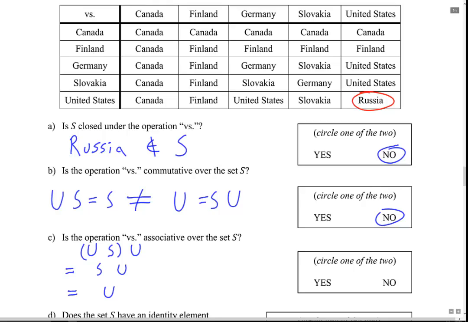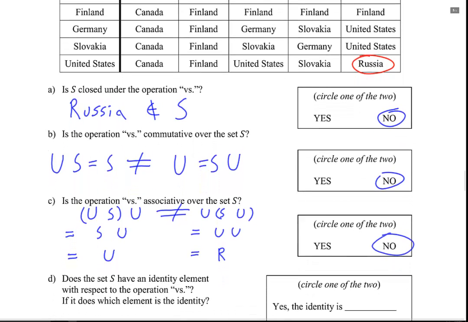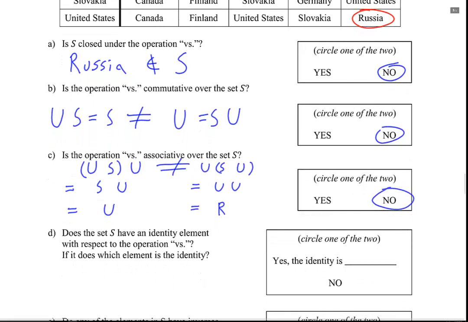If we do this the other way around, so we've got U, S, U, and then S versus U plays, so Slovakia, United States wins out in the brackets. But this time around, if we look at our table, we get Russia. So these two things are just not the same, so it's not always true that you can move the brackets, so we're not associative.